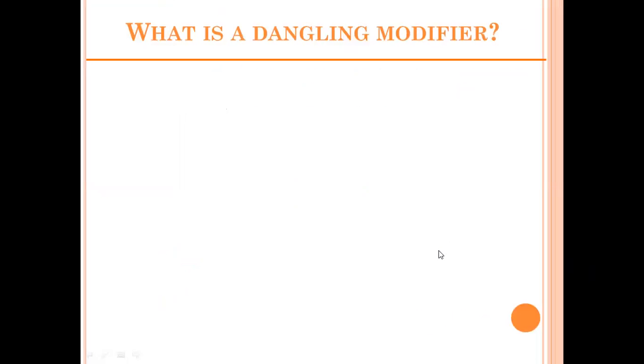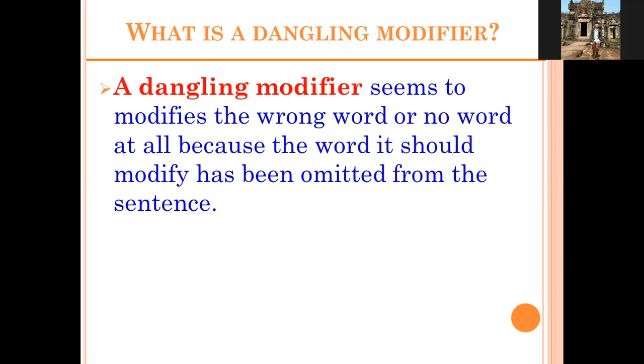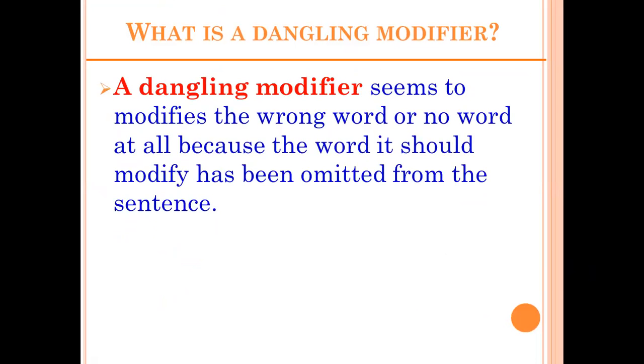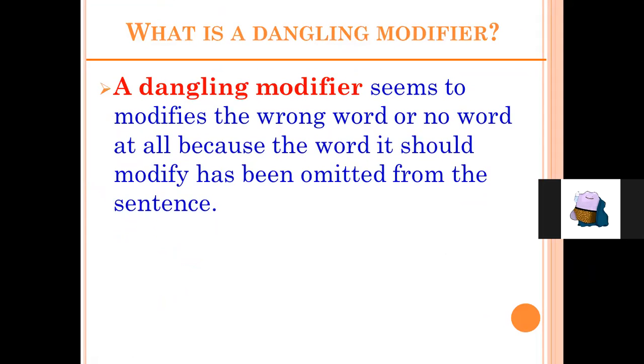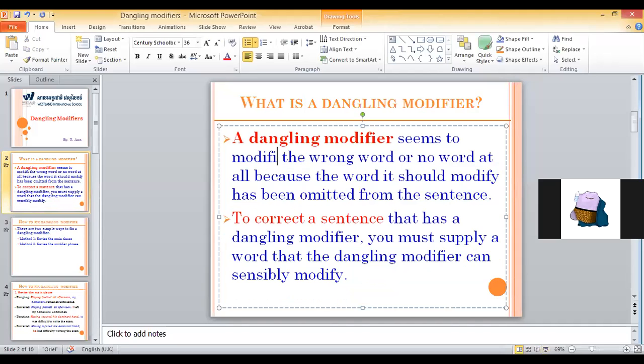Okay, so now let's start. What is a dangling modifier? Okay, I can say that a dangling modifier seems to modify the wrong word or no word at all, because the word it should modify has been omitted from the sentence. So it seems to modify, and then you can see the wrong word.